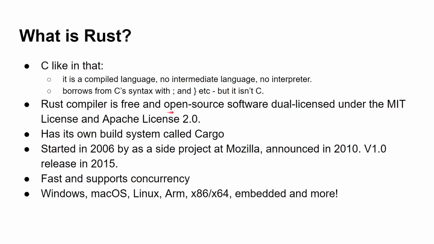So the Rust compiler is free and open source, available under 2 different licenses. It has its own build system called Cargo, which we won't be using because we don't need that just to understand the basics of Rust. It started in 2006 as a side project by a Mozilla employee. It was announced in 2010 and V1 came out in 2015. It's fast, it supports concurrency, and it works on Windows, Mac OS, Linux, ARM, x86, 64-bit, x86, embedded, and so much more. So it really is trying to become a universal language in a way that C is.